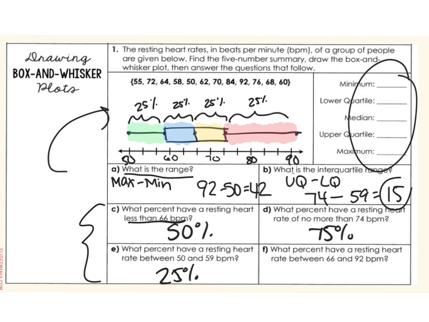And the last one is what percent of the data have a resting heart rate between 66 and 92. So 66 is here, 92 is here, so that's 1 quarter, 2 quarters. So that is 50%.